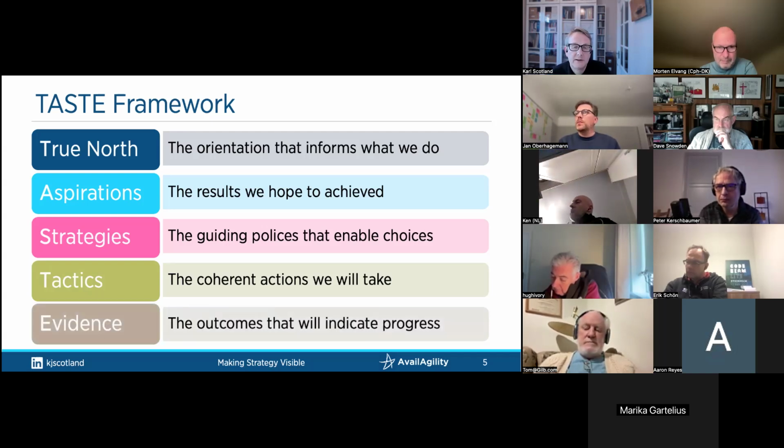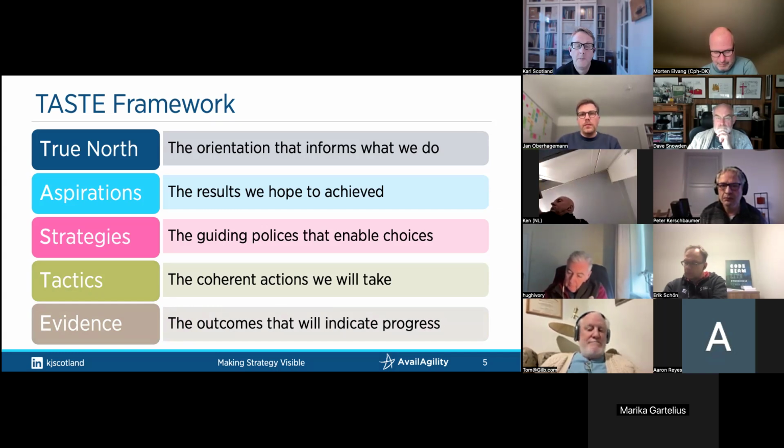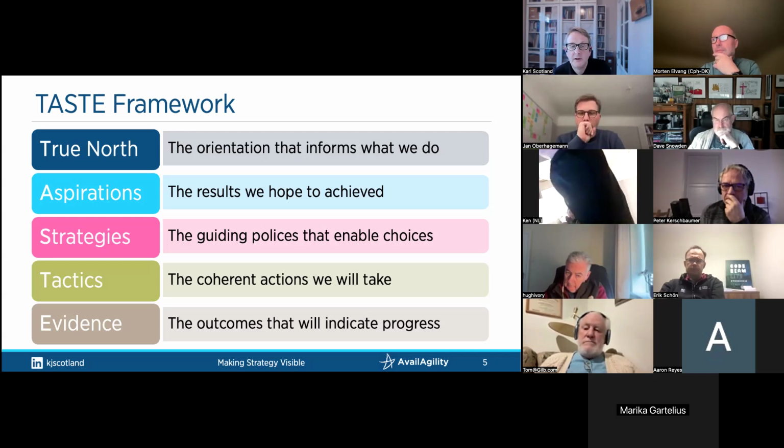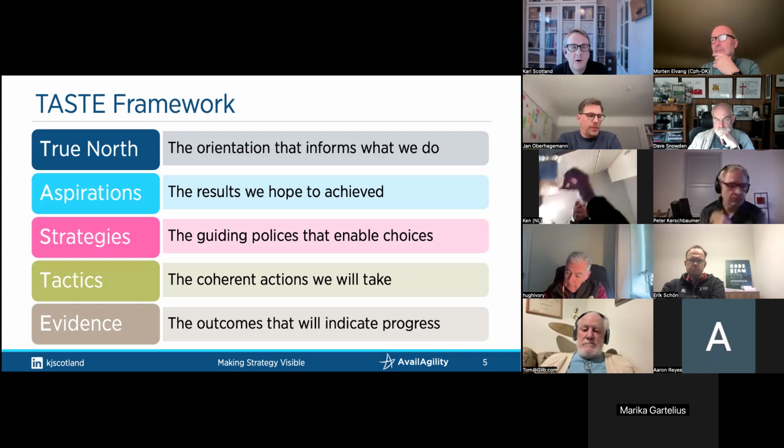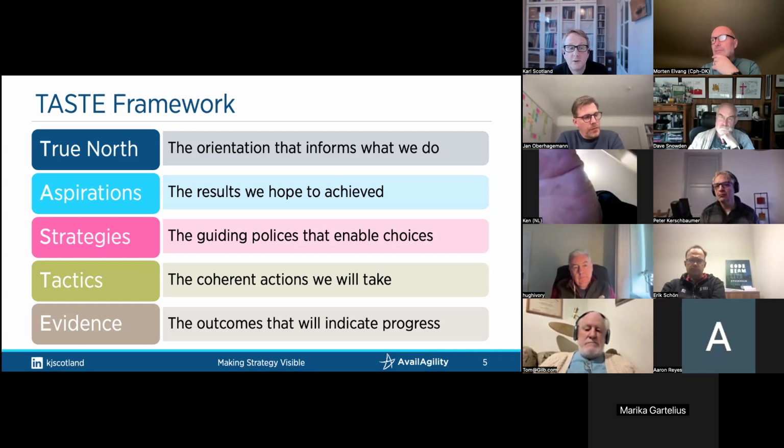And then the last one is evidence, outcomes that will indicate progress. So if our aspirations are our lagging measures and tell us whether we have been successful, our evidence are leading indicators that tell us whether we think we're making progress towards meeting our aspirations. I deliberately use the word evidence as a way of avoiding the word measures. I think evidence can be non-metric. It could be things we want to see more of or hear more of, but it should be something we can look at to say, are we doing the right thing? Are our tactics working? Are we likely to meet our aspirations? Are our strategies working even?